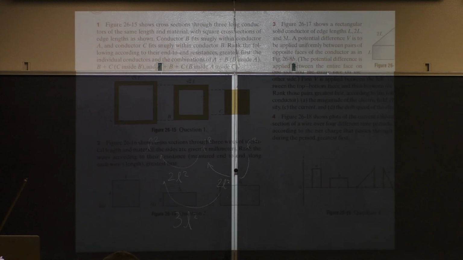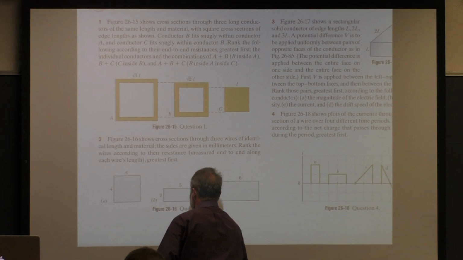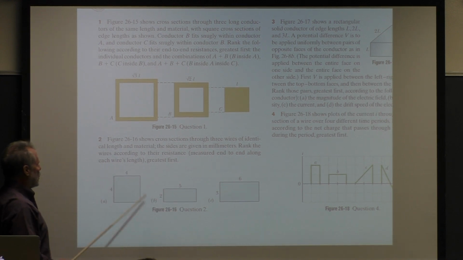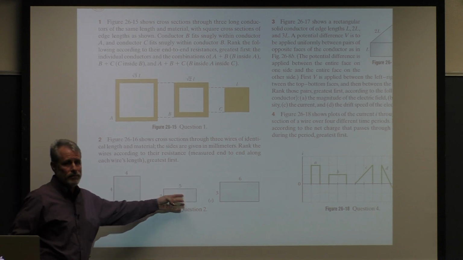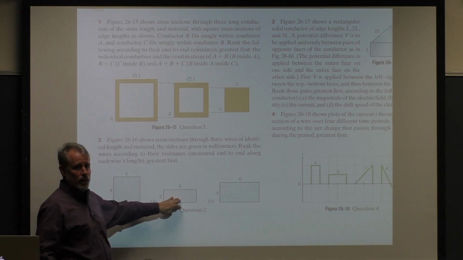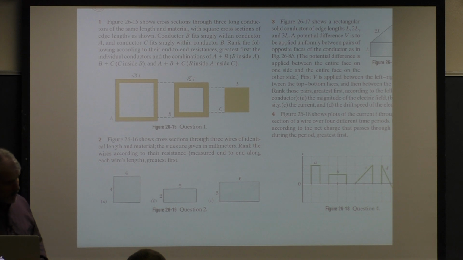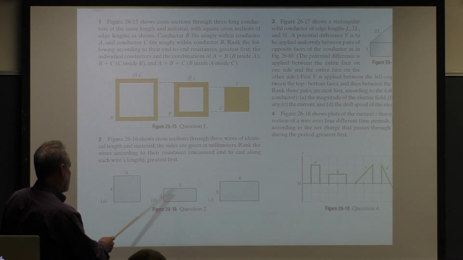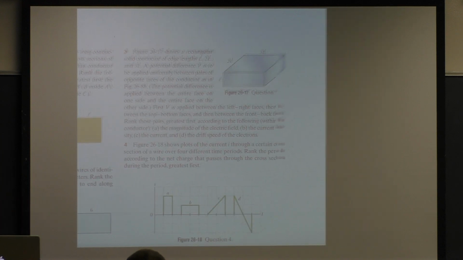Okay, so we have kind of the same idea here. We have the same material, different cross-sectional areas, and we want to rank the resistance according to end to end. And so the only thing that matters is the area, right? So this has the least area, followed by that one and then that one. So that would give us this has the highest resistance, followed by that one and that one.